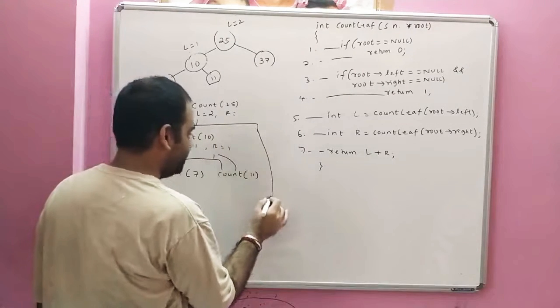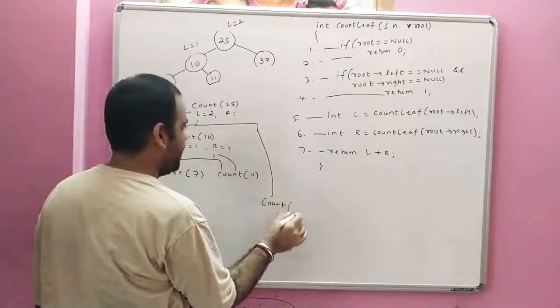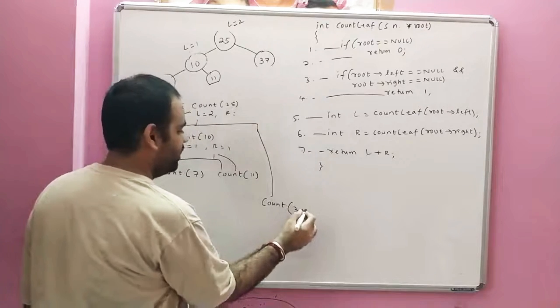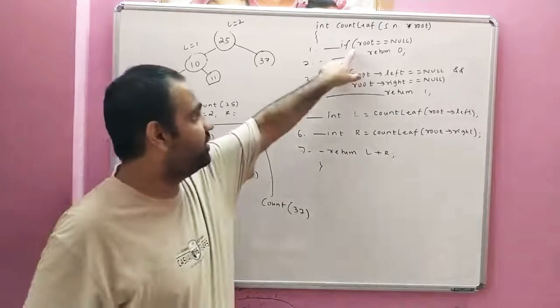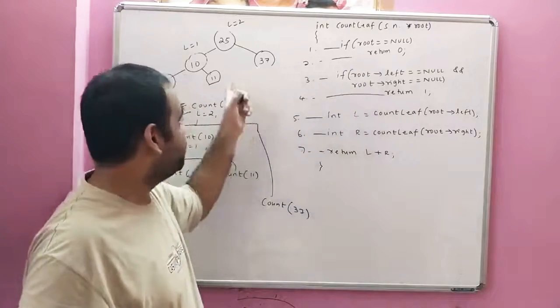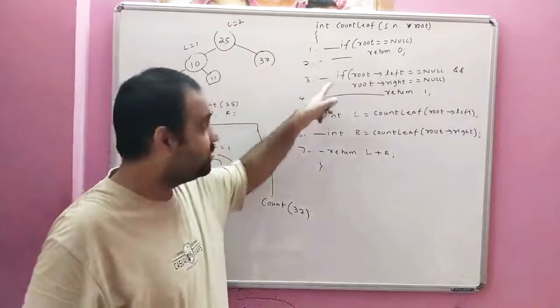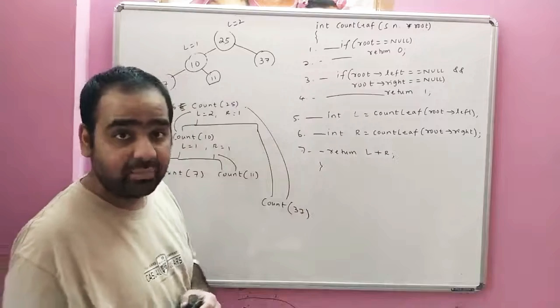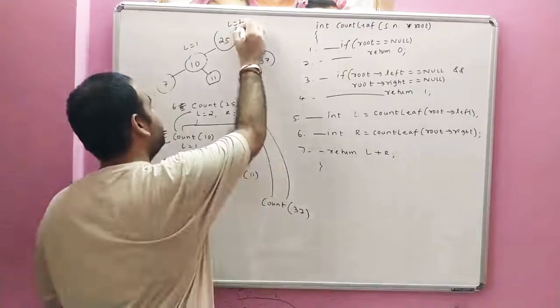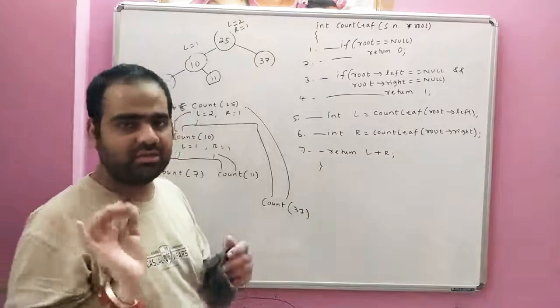And what does line number 6 say? Count of root arrow right. 25 arrow right is what? 37. And you call this from line number 6. Is 37 equal to null? No. 37 arrow left equal to null? Yes. 37 arrow right equal to null? Yes. You return 1. Where do you return 1? To line number 6. And R becomes 1. That means the number of leaf nodes with respect to 25 on RHS are 1.